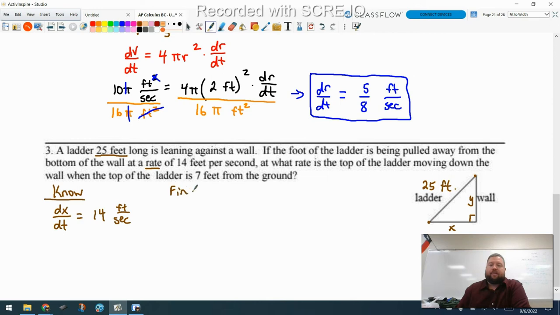All right, what do we want to find? At what rate is the top of the ladder moving down the wall? So that is the rate, there's that word again, of change of this distance. So this is dy over dt, which is what we want to find. And then we want to find that when the top of the ladder is 7 feet, when y is equal to 7 feet from the ground.